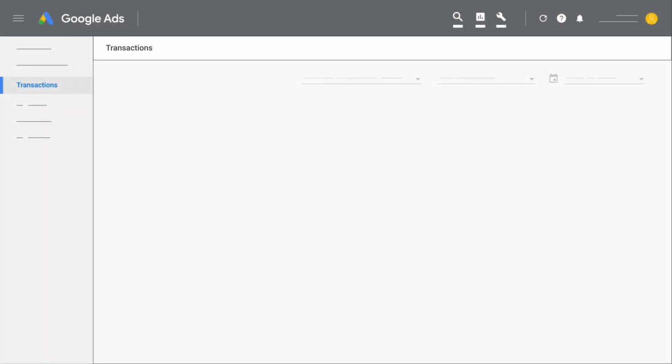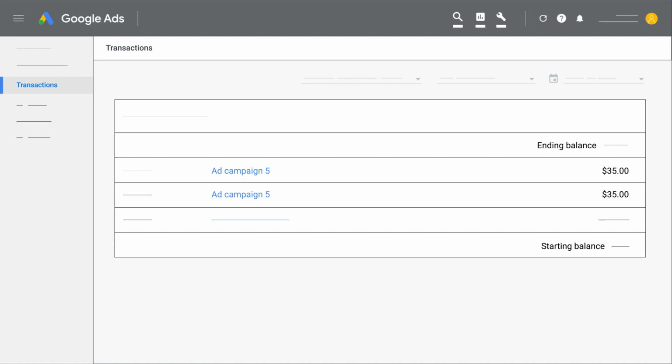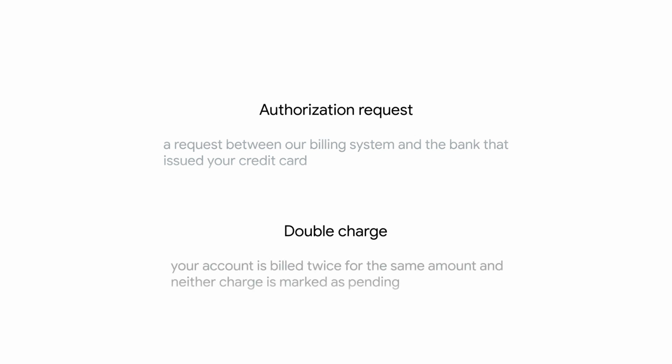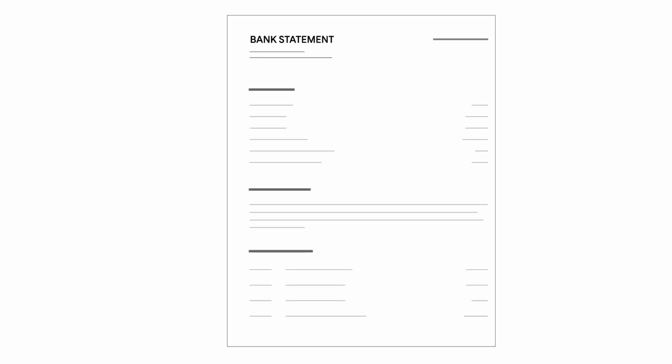In the rare occurrence that you have two identical charges, there may be two different causes. An authorization request, which is a request between your billing system and the bank that issued your credit card, or a double charge, meaning your account is billed twice for the same amount and neither charge is marked as pending on your statement. If your bank statement shows a double charge, or if it shows an authorization request that doesn't go away on its own, contact your bank for help.